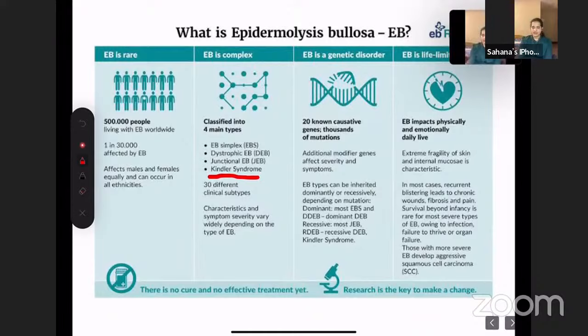EB impacts the lives of children and parents physically and emotionally, and it can cause a lot of deformities for the young child to live with. That is why it's very important for us to recognize EB very early in life and refer them to a specialist where they can get the required care. You can see in the last 2 lines in the slide that there is no cure and no effective treatment yet, and research is the only key. That's, I guess, true for most of the genetic conditions.